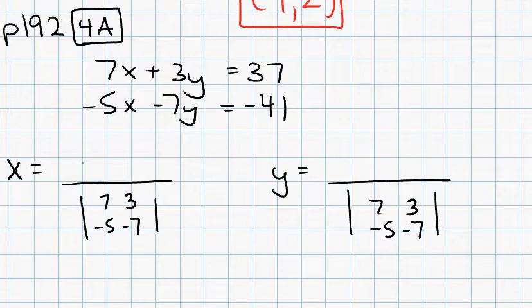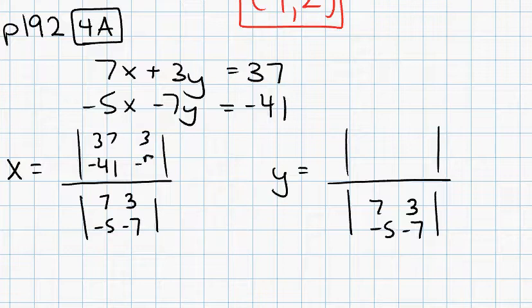And this is the part that might throw you a little bit. You write the answers in the column of what you're looking for. So we're looking for x, so the 37 and 41 go in x's column, and the other column just comes up. When we're looking for y, the 37 and the -41 go in y's column, the second column, and the 7 and -5 just come up.